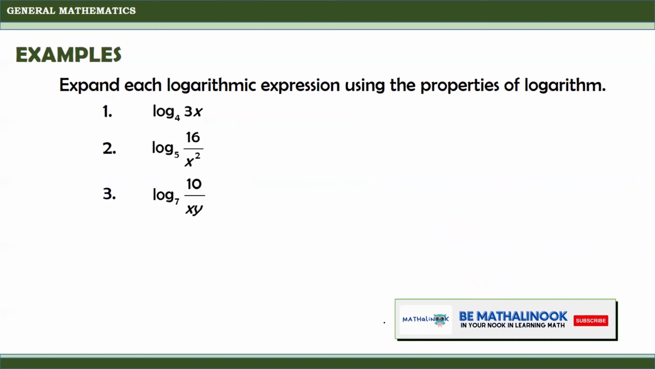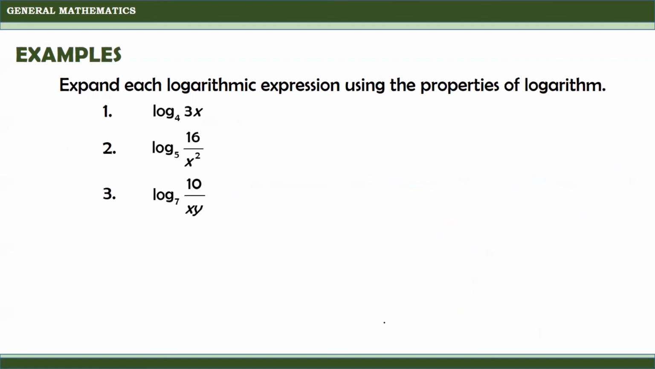Also, the properties of logarithm can be used to expand logarithmic expressions. Let us try to solve the following given. The first one, we have logarithm of 3x to the base 4. Number 2, we have the logarithm of 16 over x squared to the base 5. And number 3, we have logarithm of 10 over xy to the base 7. Solving them one by one.